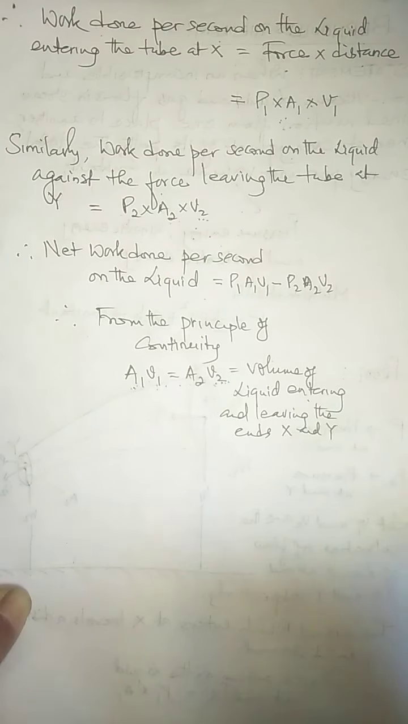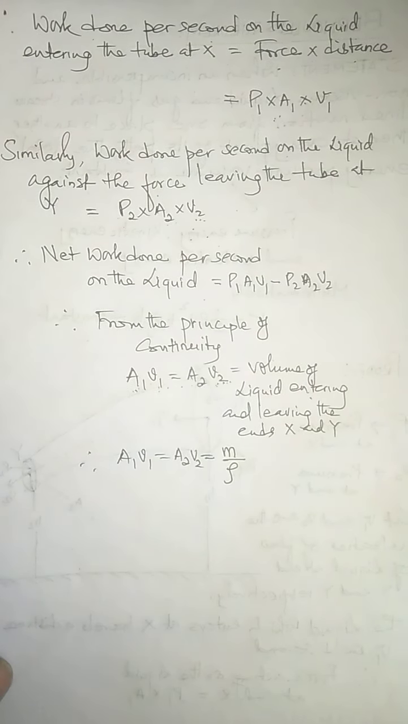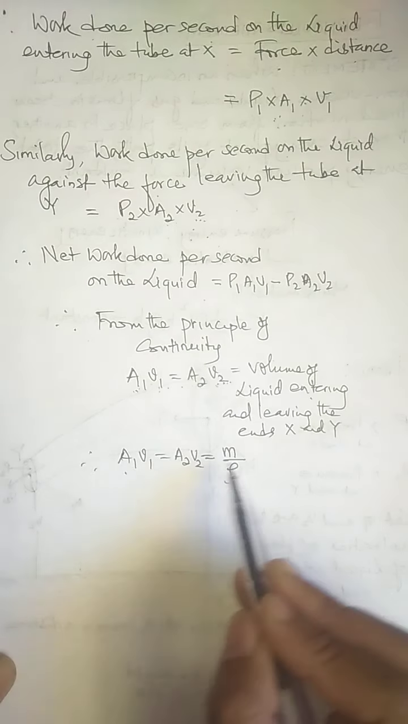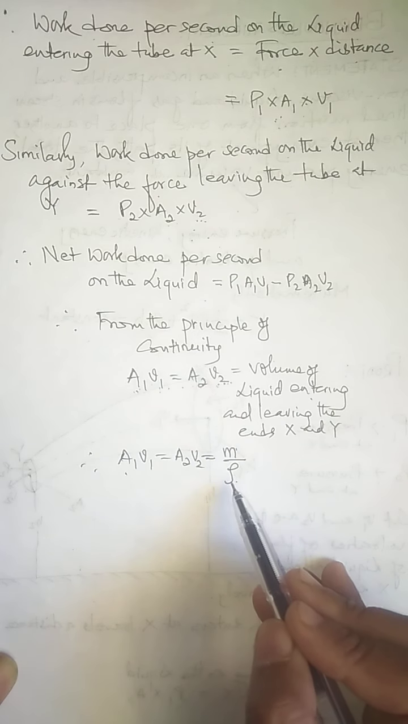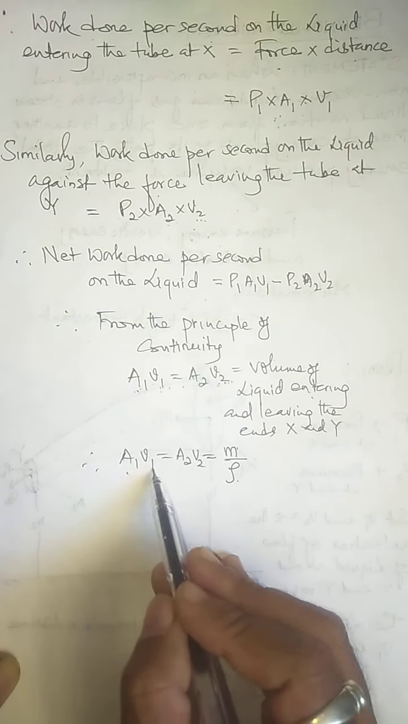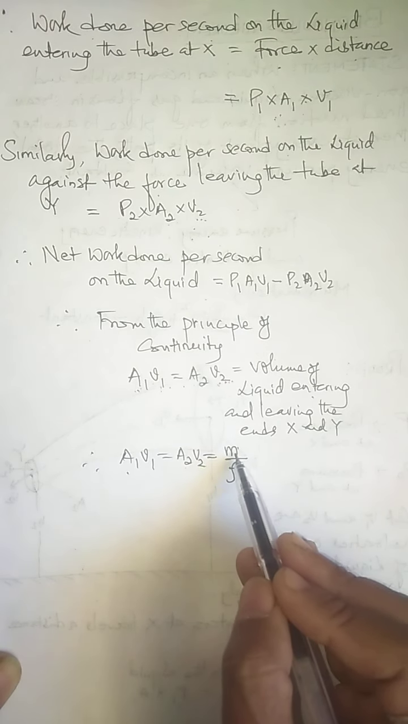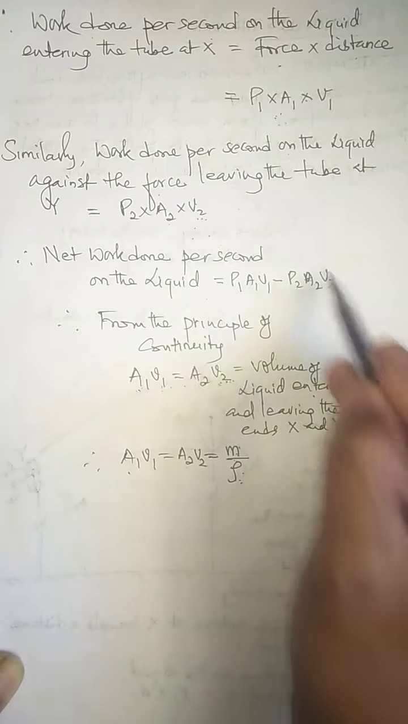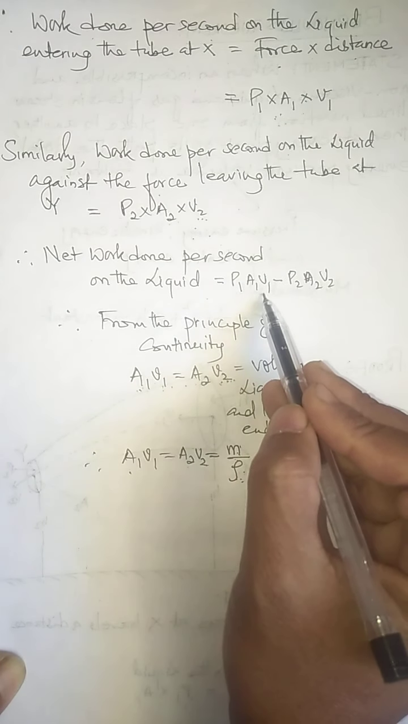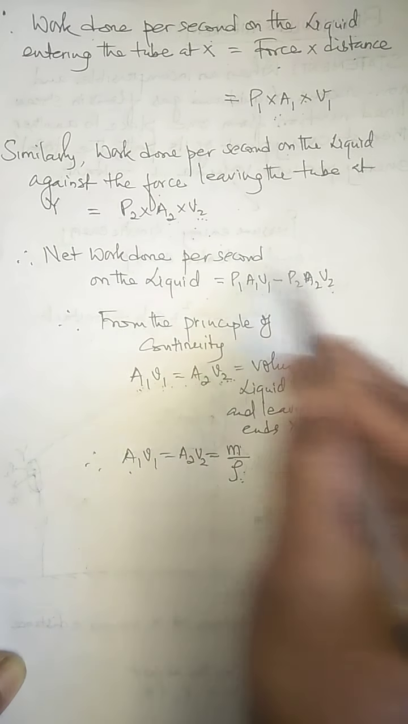And volume can also be expressed in terms of mass and density. Density means mass by volume, then volume means mass by density. So this product, children, is also equal to mass by density. M is the mass of the liquid entering and leaving at X and Y. Rho is the density of the liquid. So A1 B1 and A2 B2 I can now replace by M by rho. Now this relation I substitute in the net work done, because in the net work done A1 B1 and A2 B2 are also there, so I replace in this.